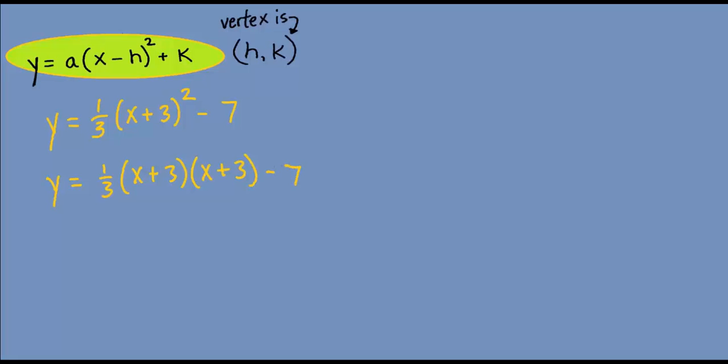All right, now when you multiply two things in parentheses like this, you have to multiply everything in the first parentheses by everything in the second parentheses. So that's going to be x times x. That's going to be x times 3. Then it's going to be the next thing: 3 times x and 3 times 3.